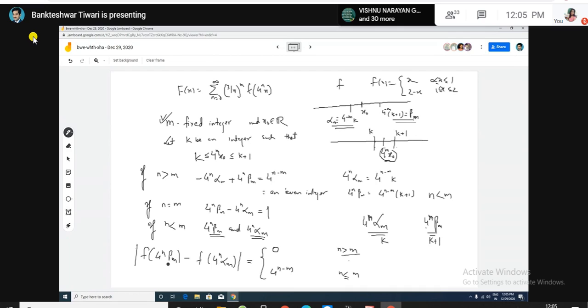4 to the power n beta m and 4 to the power n alpha n. m is a fixed integer, m एक आपका fixed integer है, और m से बड़ा जब आप n ले रहे हो तो this is n minus m, that is okay. So that is an even integer. To the power n beta n.